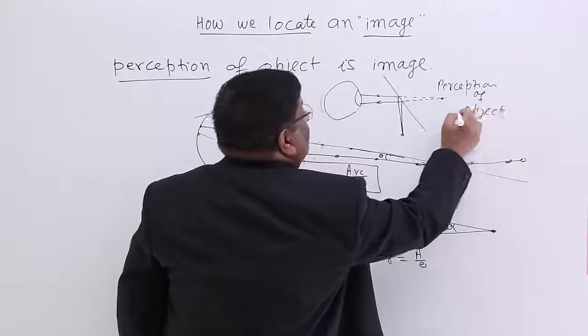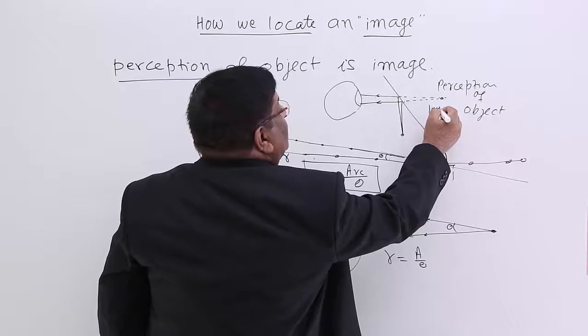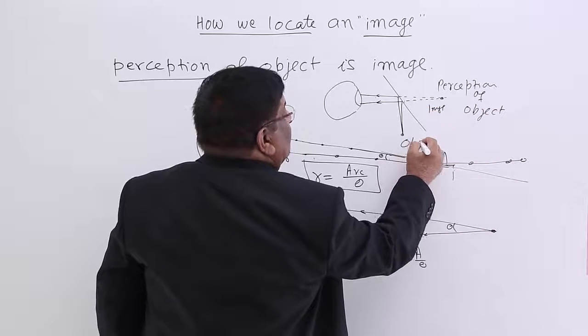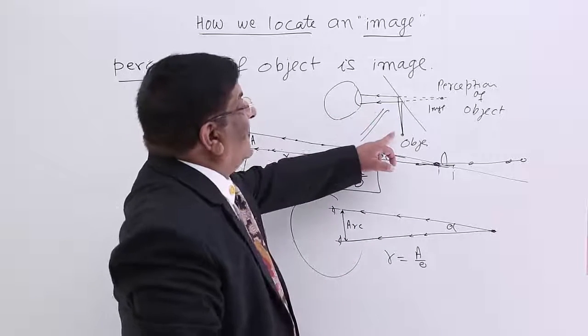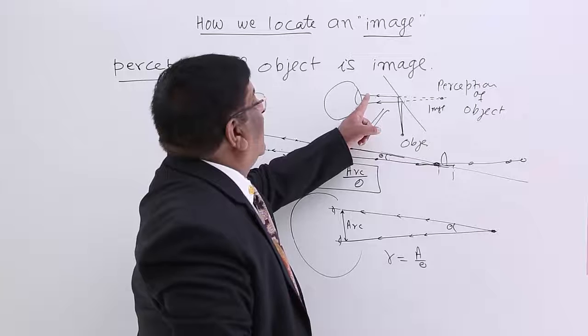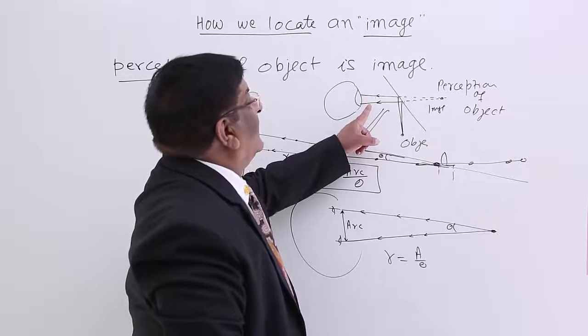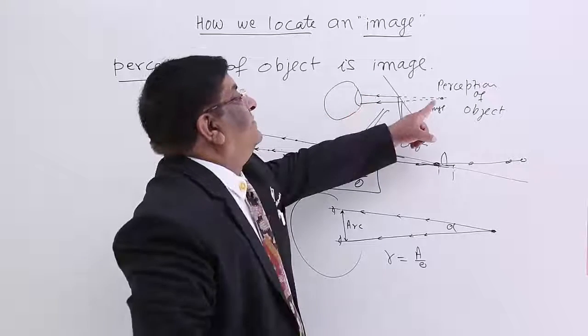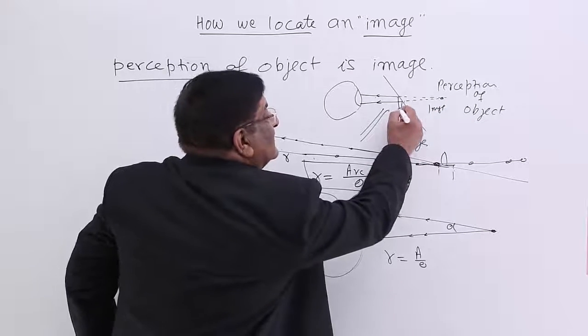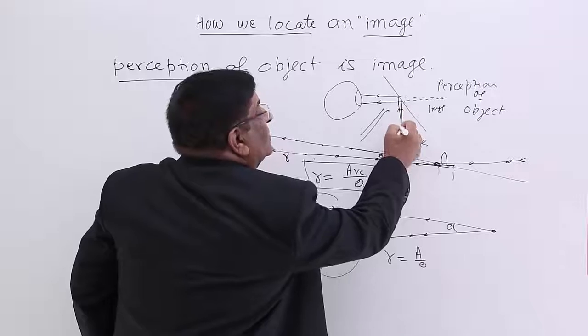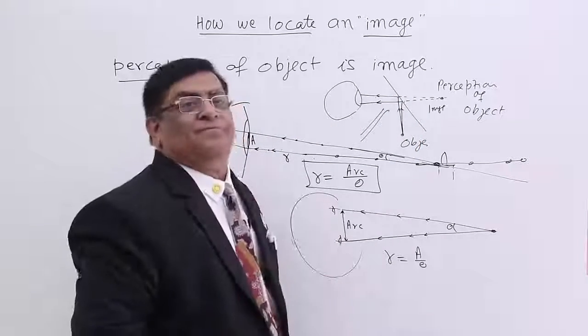And what do we call it? Image. This is what? Object. But the eyes are not able to see that due to the mirror. The rays coming from here give information to the brain that the object is here, while actually the object is here, and this has taken place due to the reflection phenomenon.